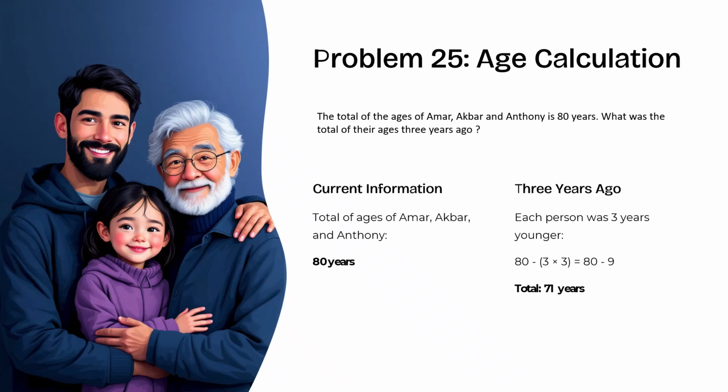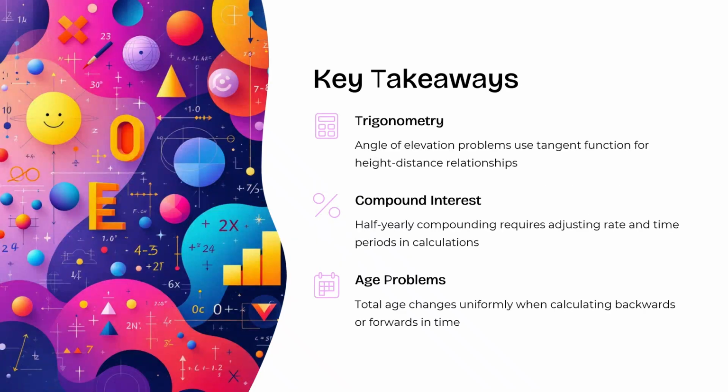From Amar's age we need to subtract 3, from Akbar's age we subtract 3, and from Antony's age we subtract 3. That is why we have written 80 minus 3 into 3. 3 into 3 is 9, so 80 minus 9 is equal to 71 years. So the final answer is 71 years.